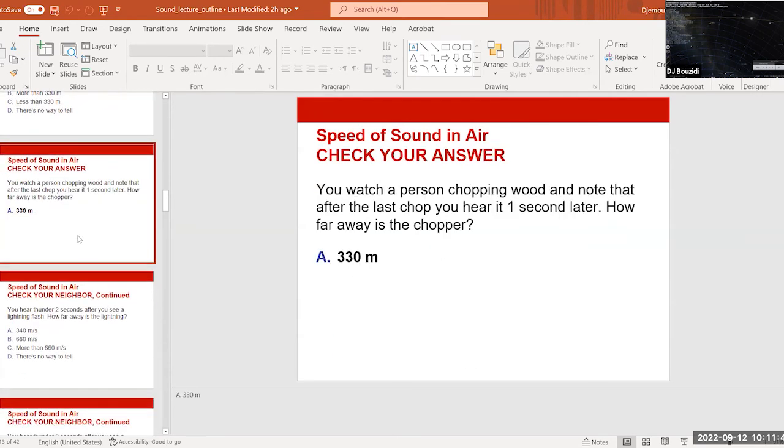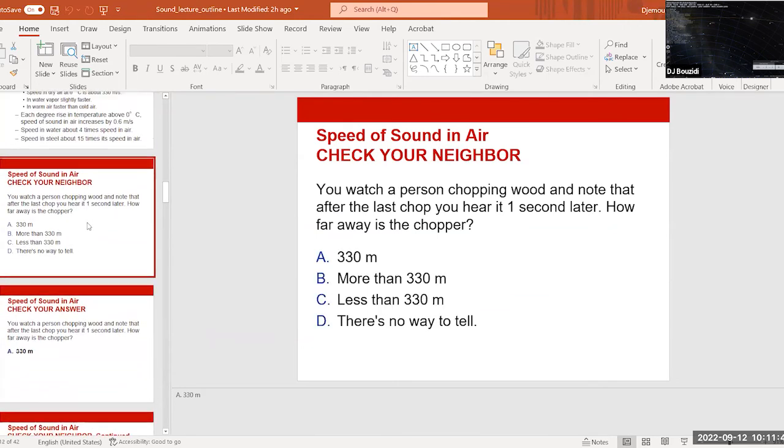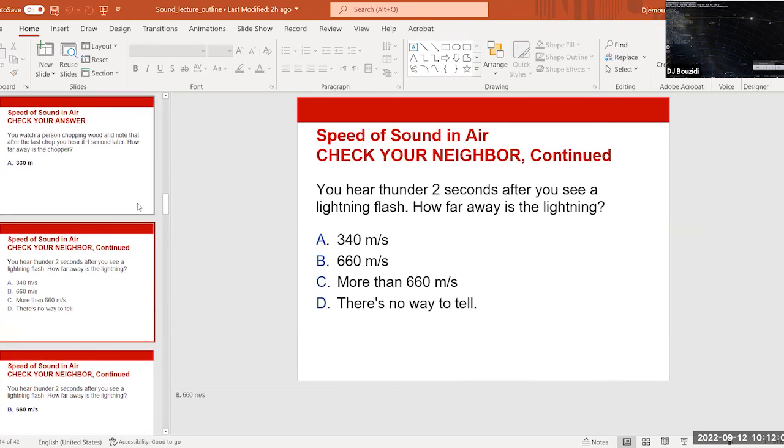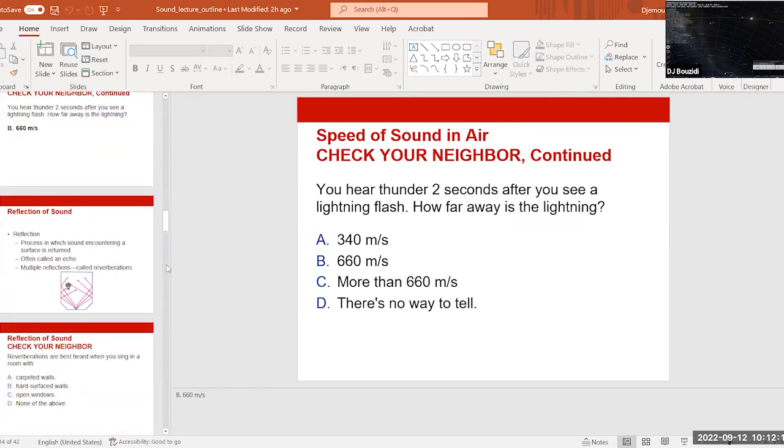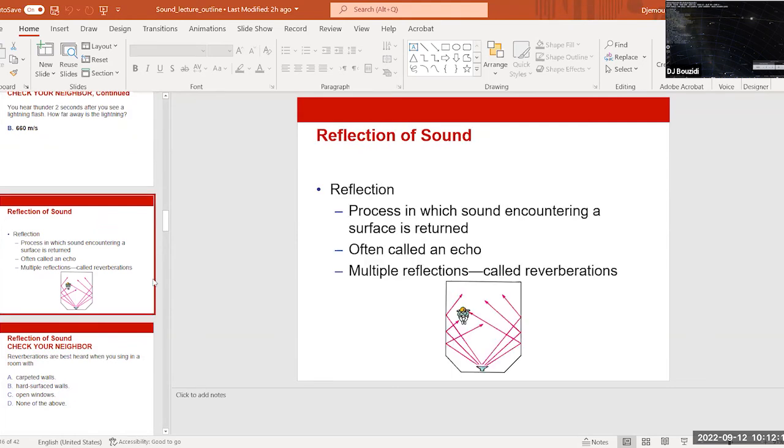On average, these are typical examples. You watch a person chopping wood and note that after the last chop, you hear it 1 second later. So how fast is it moving? Of course, the distance is 330, the time is 1 second, so it's going to be 300, and how far away is the chopper? So in this case, 300, that's the wavelength. These are the questions that I'm hoping you guys can review. And simple algebra, divide by 2 or multiply by 2 in this case. Okay.